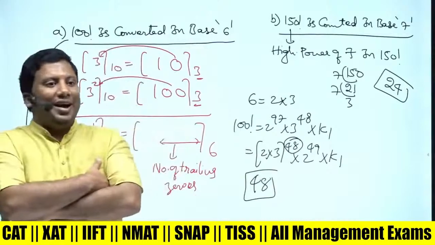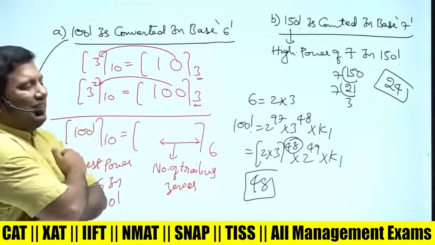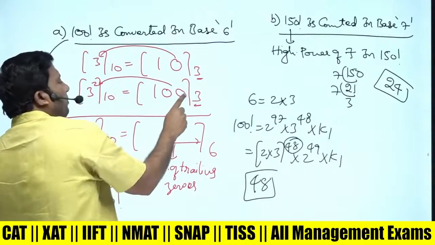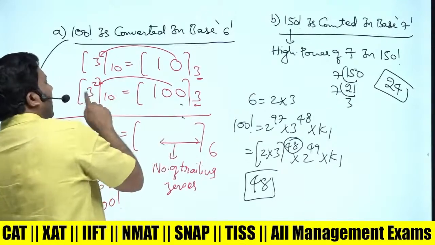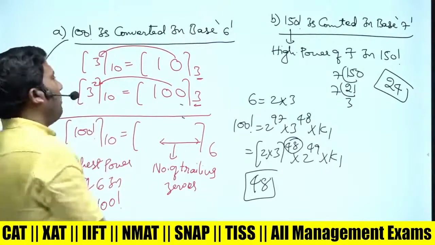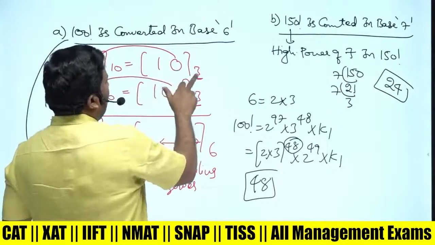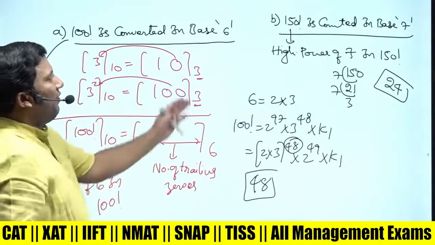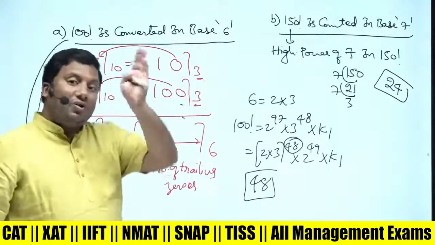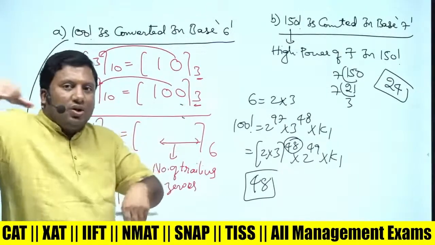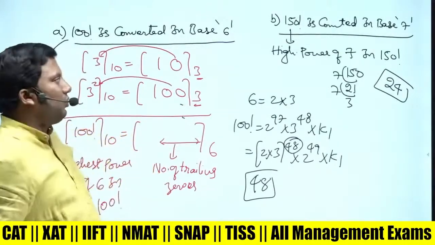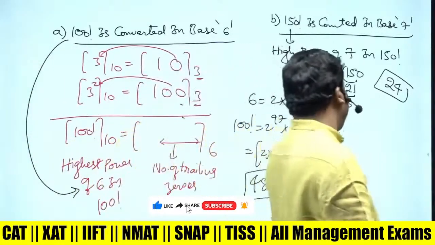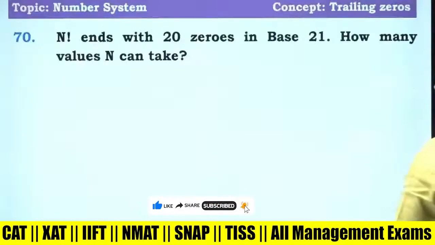I hope the idea is clear. Very, very interesting question, sir. Number of zeros at the end in base system K is the highest power of K. 150 factorial, if I convert into base 7, zeros at the end is equivalent to the highest power of 7 in 100 factorial. I hope the idea is clear.